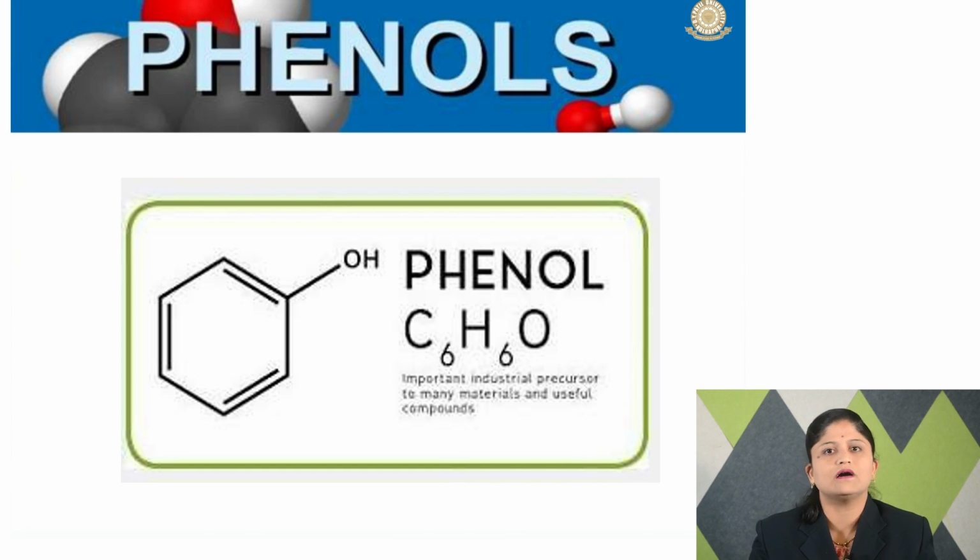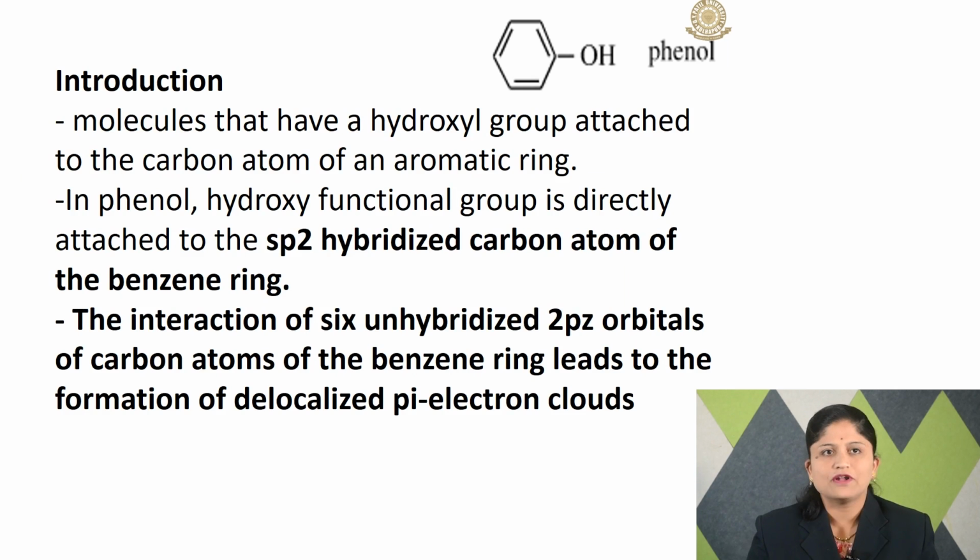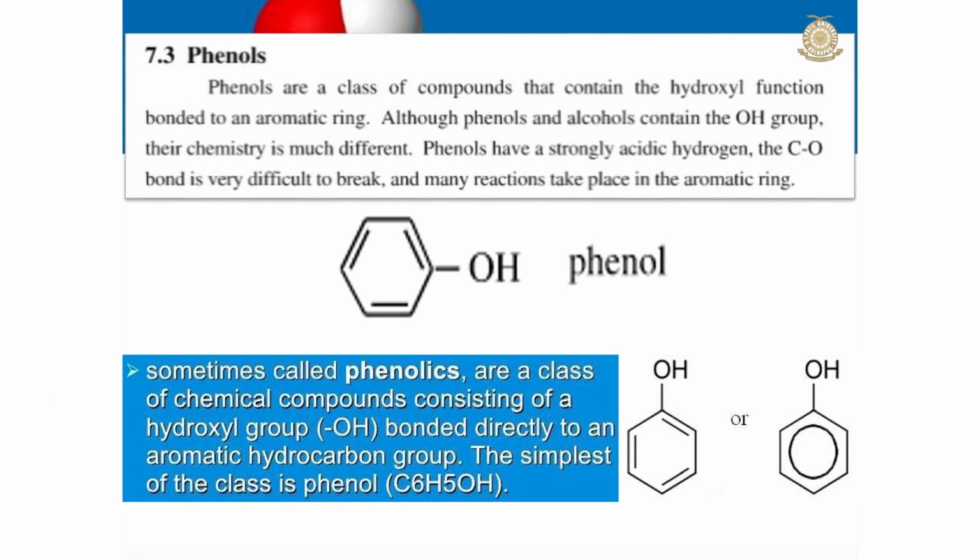Now, what is actually a phenol? Phenols are molecules that have a hydroxyl group attached to the carbon atom of the aromatic ring. In phenol, the hydroxy functional group is directly attached to the sp2 hybridized carbon atom of the benzene ring, with the introduction of this hydroxyl functional group at the unhybridized 2p orbitals of the benzene ring.